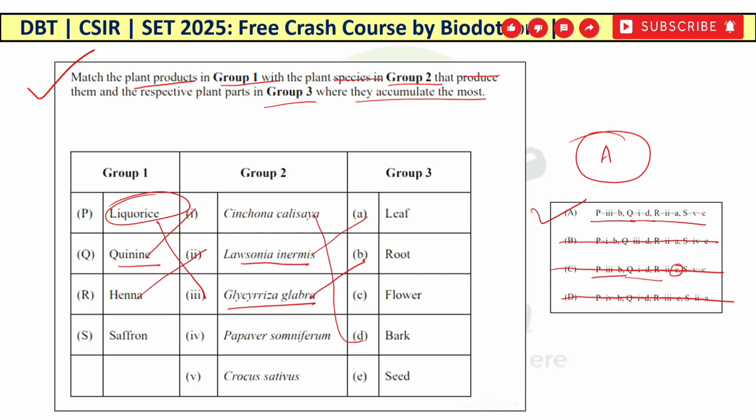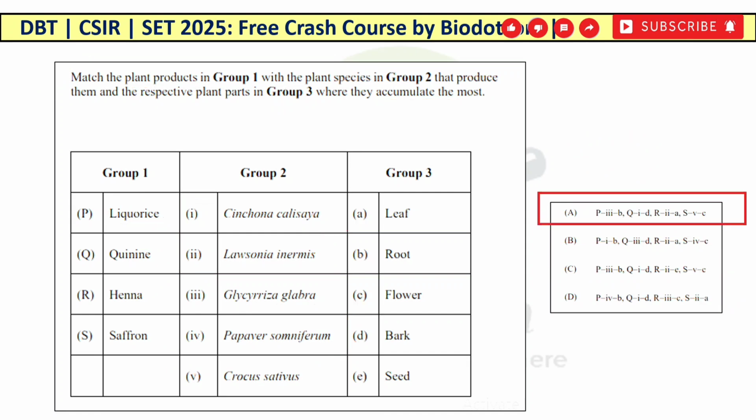The last one left is saffron. Saffron is isolated from Crocus sativus, that is the fifth option, and it is mostly extracted from the flower. So S goes with fifth and C. Questions of this type can also come in DBT. Even if group 3 is not given, they can ask many questions from this, like the scientific name of licorice, or from which part of the plant licorice is extracted. So you may see such questions. The correct answer for this question is option A.